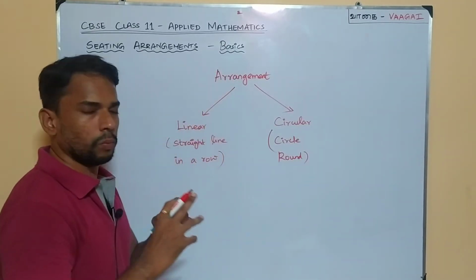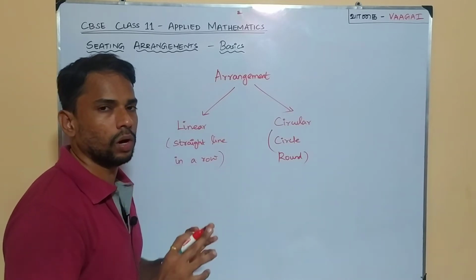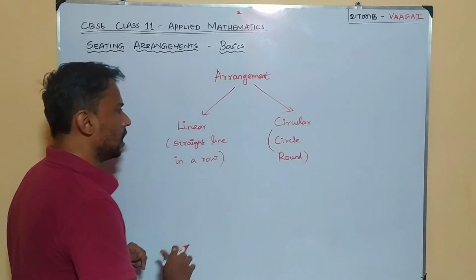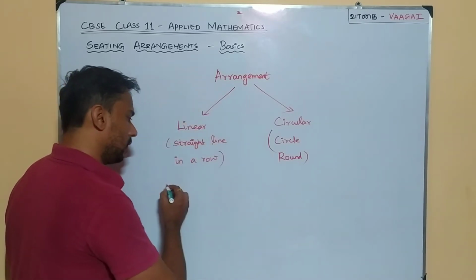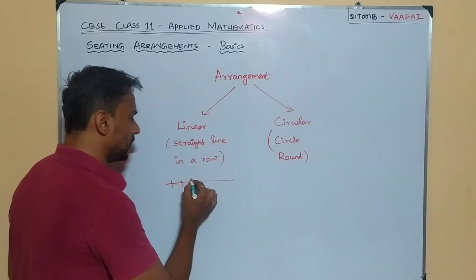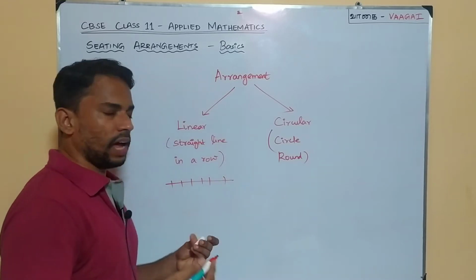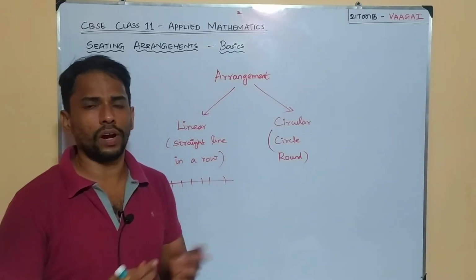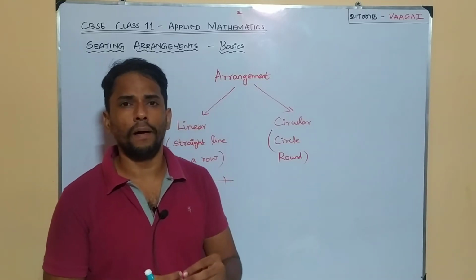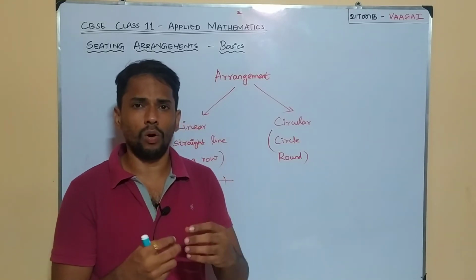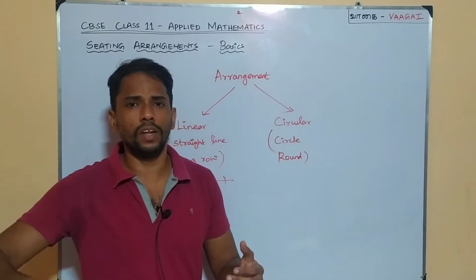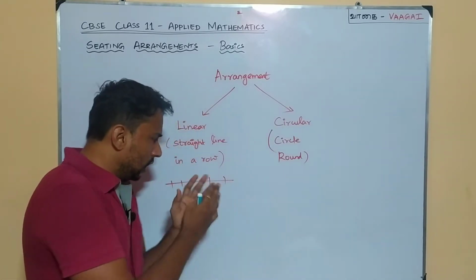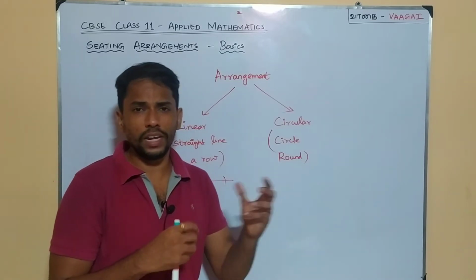In order for you to have a better understanding, let me draw a diagram and show you. Linear arrangement is nothing but a straight row, and people will be seated like this. We can have examples in many places. For example, in a theater hall you will have people seated in a row only, correct? That is an example of a linear arrangement.